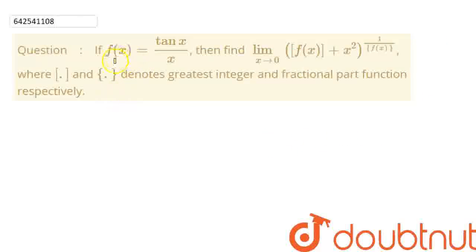Hello everyone. So today we are going to discuss one question on limits. Here in this question we are given that the function f of x is defined as tan x upon x. In such a case we need to find the limit as x tends to 0 of the expression: the GIF of f of x plus x square, and this whole is raised to the power of 1 upon the fractional part of f of x, where this function represents the GIF function and this function represents the fractional part function.